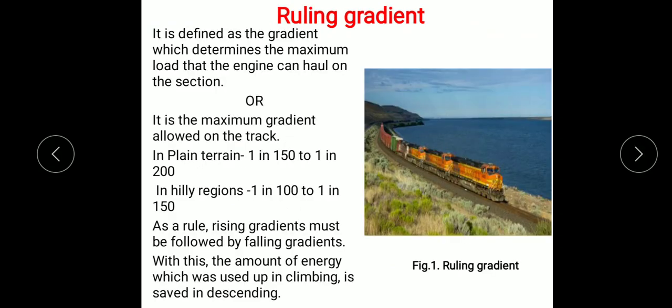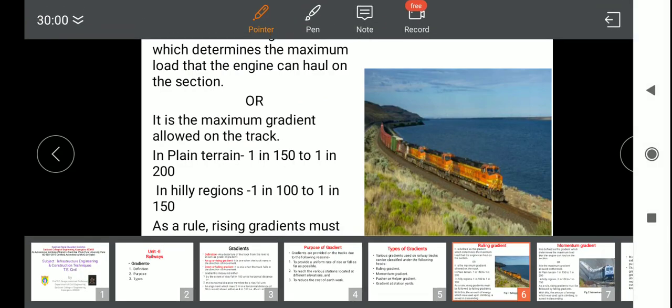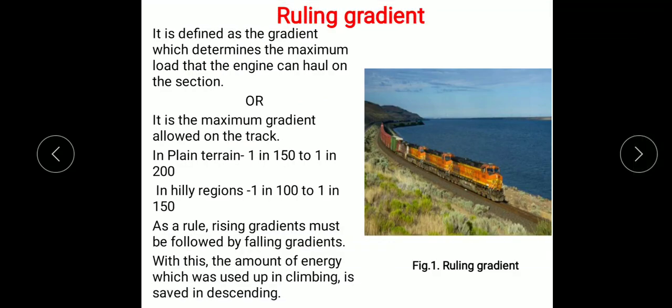The first one is the ruling gradient. Ruling gradient is the gradient which determines the maximum load that the engine can haul on the section. So on any section, the maximum load that can be taken by the engine is determined by the ruling gradient. Here you can see figure 1 shows a ruling gradient. This is the maximum load that the engine can carry.